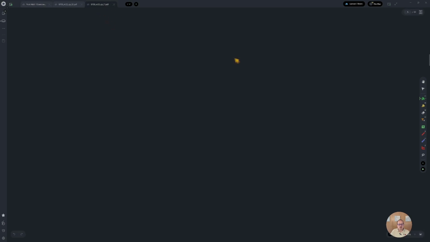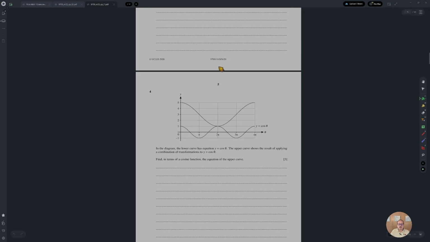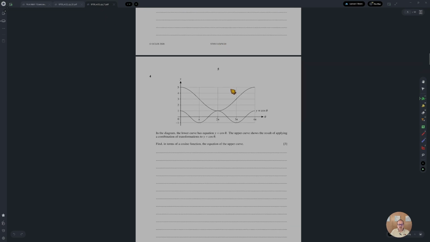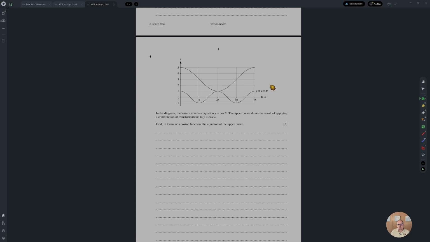Let's look at another one. This one is from October-November 2020. It has to do with trigonometry, which we didn't cover yet. At least this function is a trigonometric function, a cosine function, which we didn't cover yet, but you don't need to know anything about this to answer the question. It just says, in the diagram, the lower curve has equation y equals cosine of theta, that's this one, and the upper curve shows the result of applying a combination of transformations to the bottom one. Find, in terms of a cosine function, the equation of the upper curve.